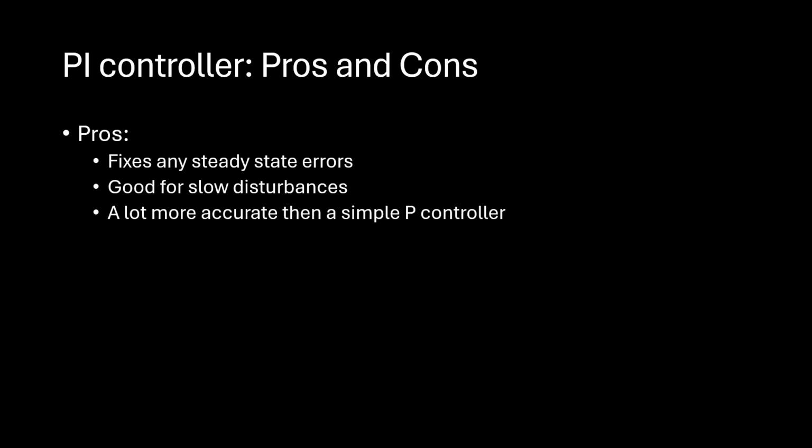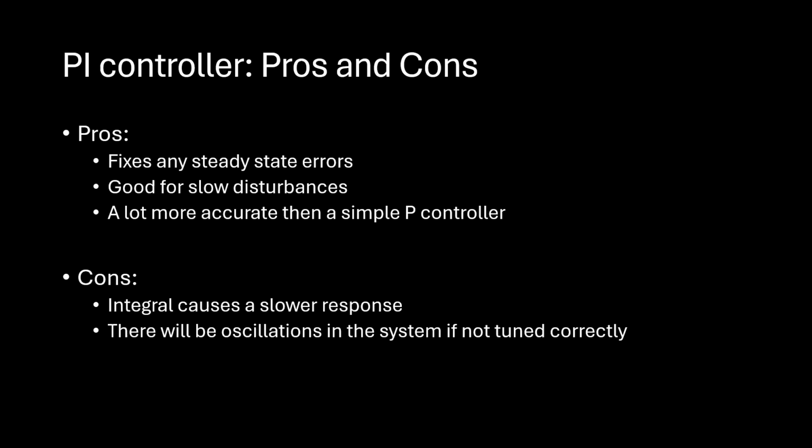So the pros and the cons of PI. Pros: fixes any steady state errors such as offsets, good for slow disturbances like if someone opens a door and the temperature reduces, and a lot more accurate than a simple P controller. Now, the cons of this are that integral causes a slower response. Simply having the KI term makes your system slower. And likely there will be oscillations in the system if you have not correctly tuned it. There's also the problem that if a huge spike comes in, integral doesn't react very nicely to it. But as long as you tune your system correctly, you won't have this issue with oscillations.